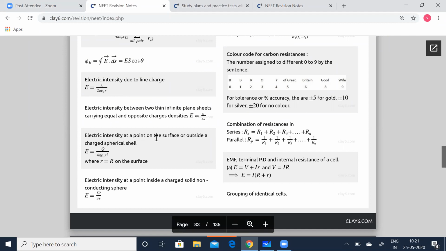Electric intensity at a point on the surface or outside a charged spherical shell is given by E is equal to Q by 4 pi epsilon 0 r squared, where r is equal to capital R on the surface. Electric intensity at a point inside a charged solid non-conducting sphere is given by E is equal to r rho by 3 epsilon 0, where r is the distance, rho is the charge density of the solid, and epsilon 0 is the permittivity.